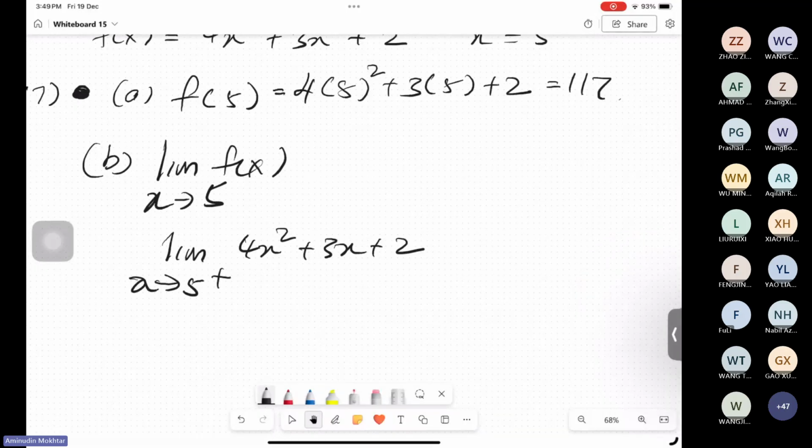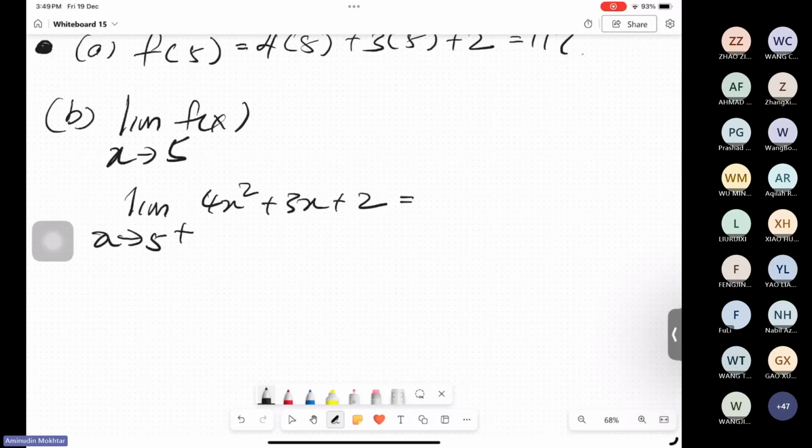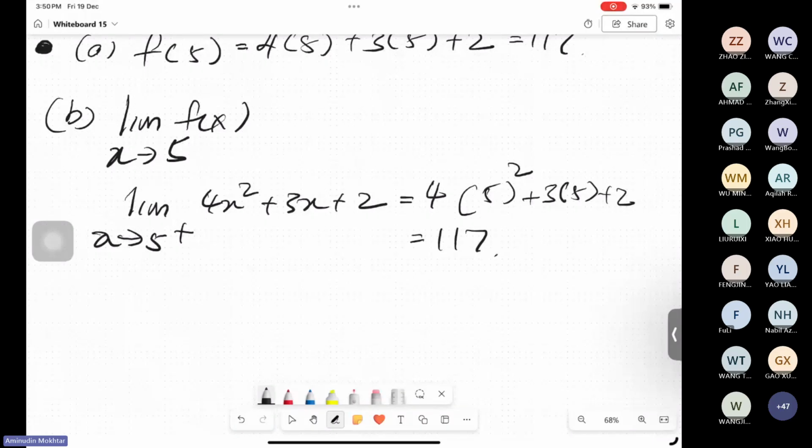So based on the properties of limit, we can apply the concept without using any graph. Based on the theory, we just substitute x equals 5 in the equation. Then we determine whether there is a number or not. 4 times 5 squared plus 3 times 5 plus 2. The answer is 117. Okay, the right-hand limit exists for this function.